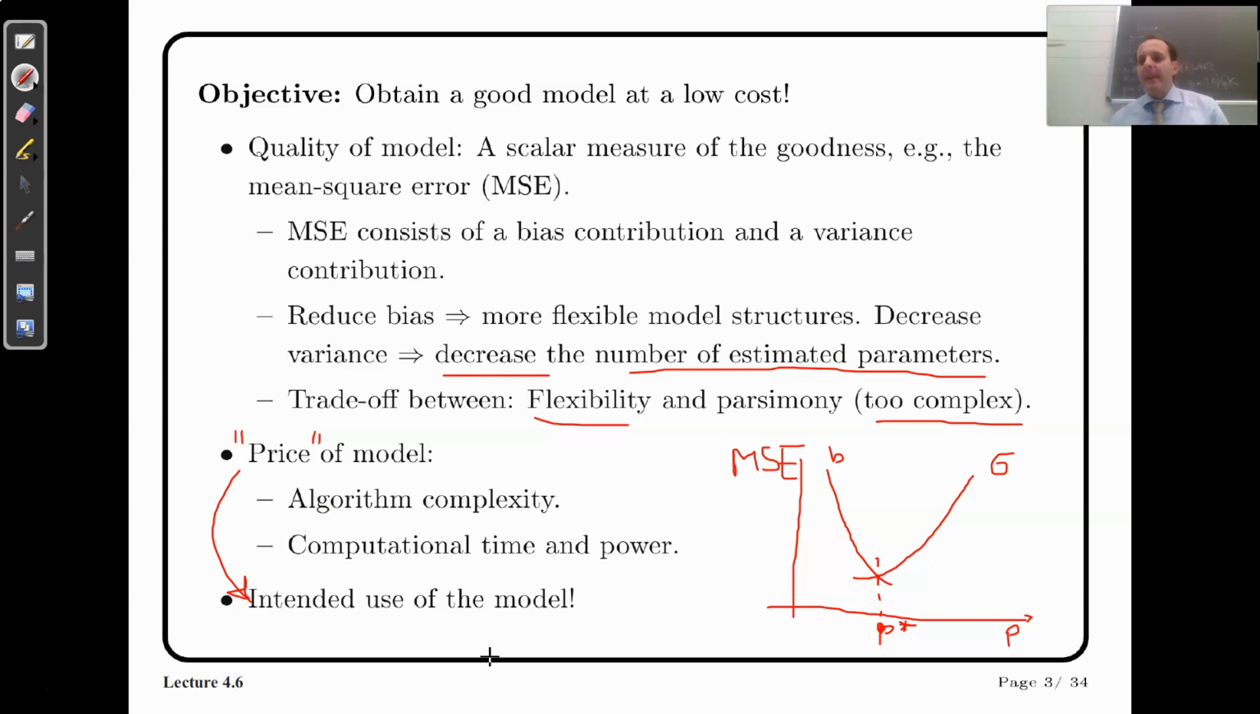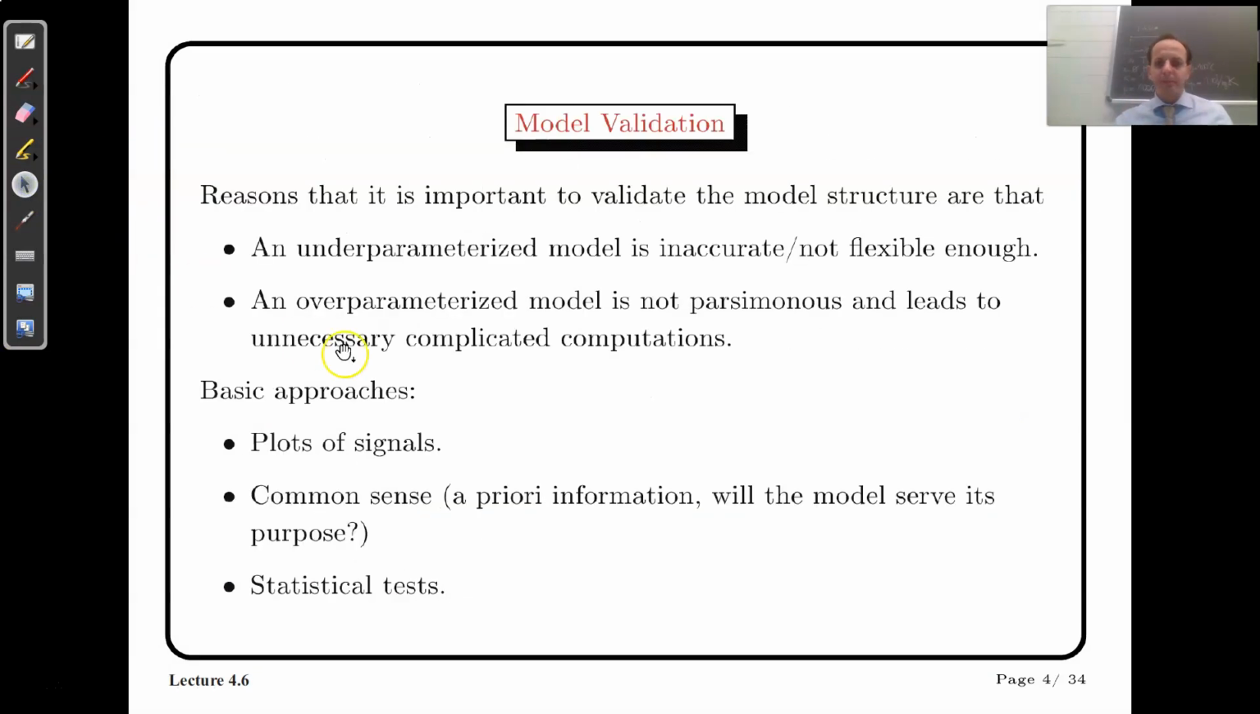It means that maybe you can wait for, or you are available to pay more for this model. So this is some general consideration. So let's see the model validation.